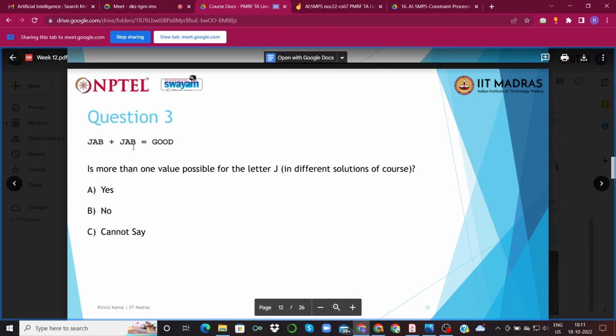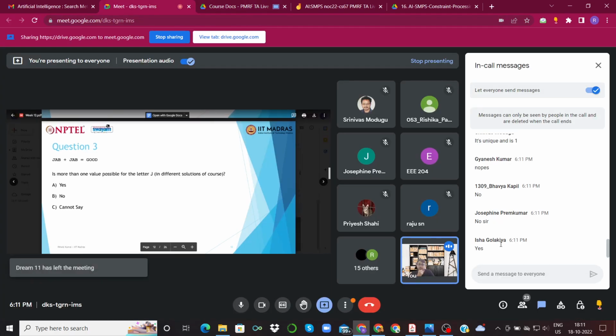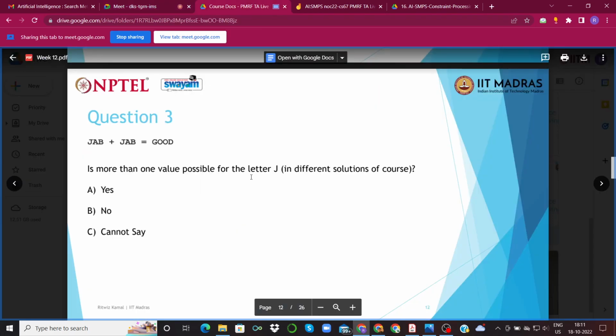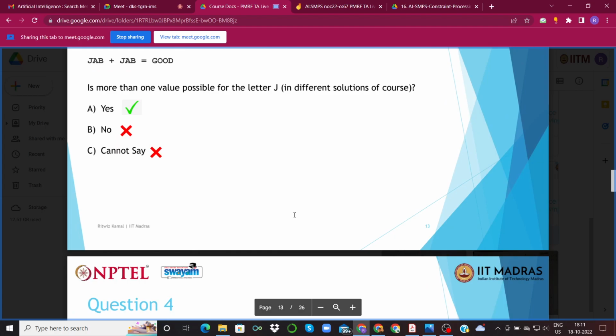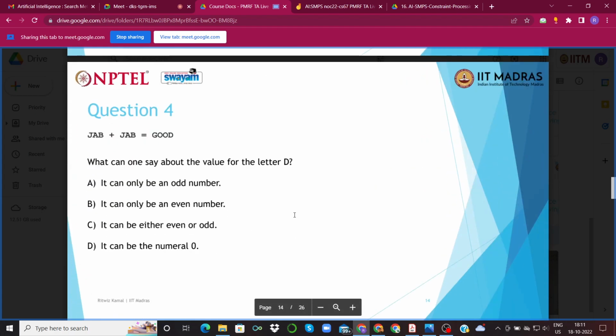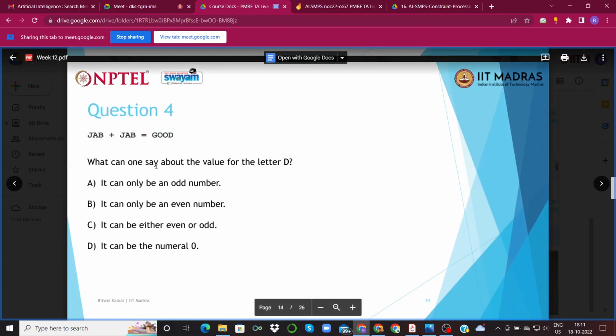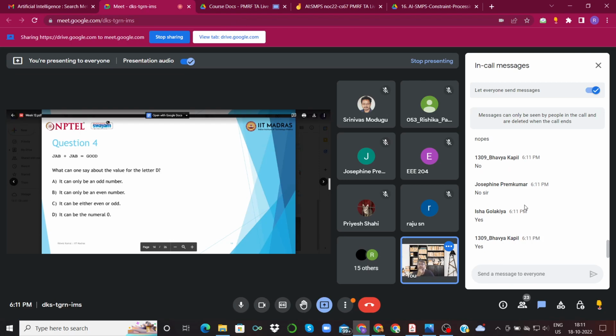So we still have JAB plus JAB equals GOOD, and is more than one value possible for J? I think we already discussed this question in a way. Yeah, so we just saw that J could take 7 or 8 or 9. So of course, more than one value is possible for the letter J. Coming to the fourth question, so what can you say about the value of the letter D? Which of these options do you think will be correct?